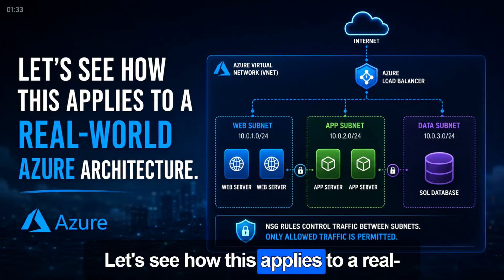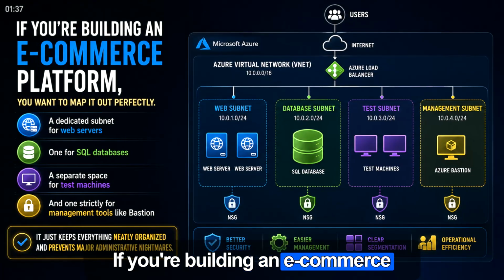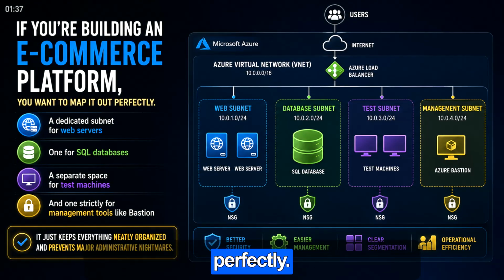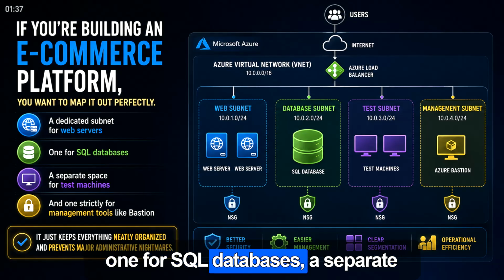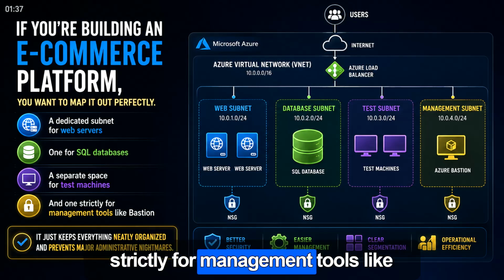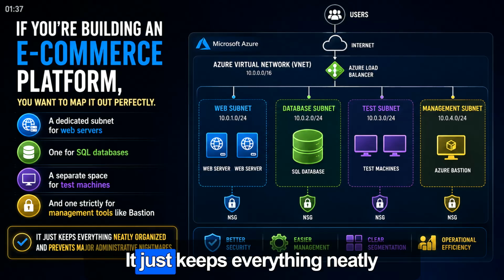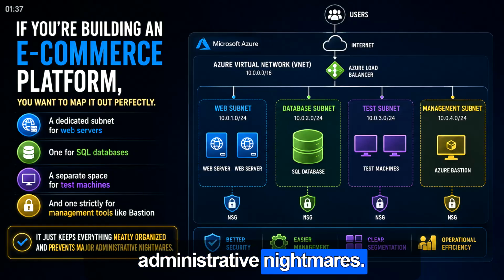Let's see how this applies to a real-world Azure architecture. If you're building an e-commerce platform, you want to map it out perfectly. A dedicated subnet for web servers, one for SQL databases, a separate space for test machines, and one strictly for management tools like Bastion. It just keeps everything neatly organized and prevents major administrative nightmares.